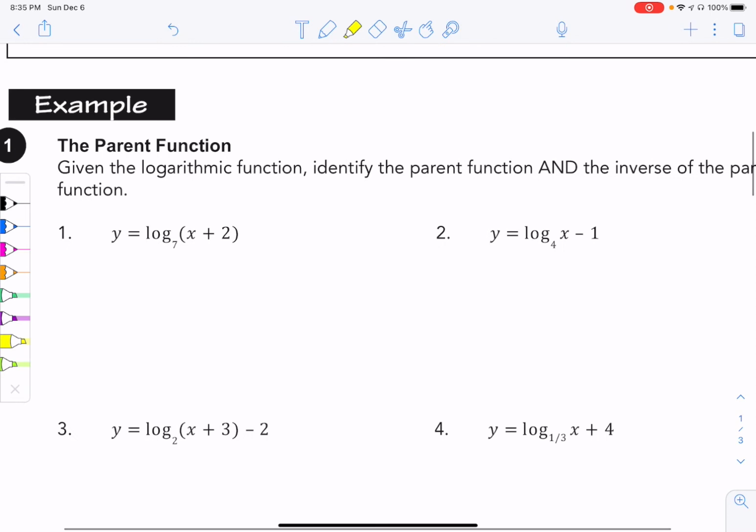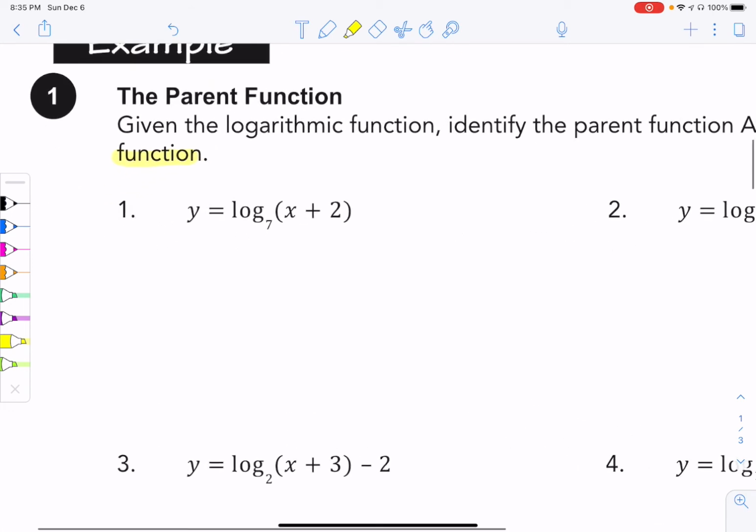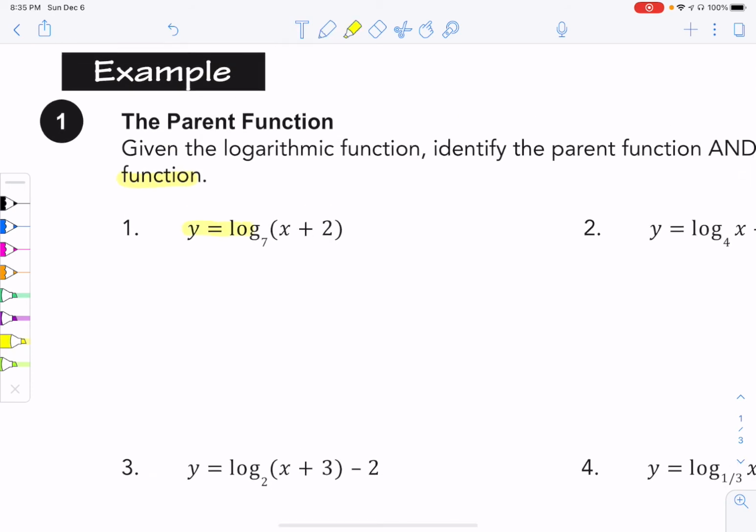If we look at the first example set, the directions say to identify the parent function and the inverse of the parent function. We learned about inverses last class. Here we see we have y is equal to log base 7 of x plus 2. The parent function is just log base 7 of x.